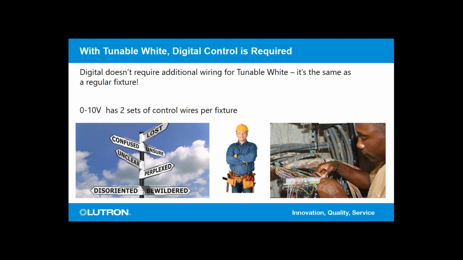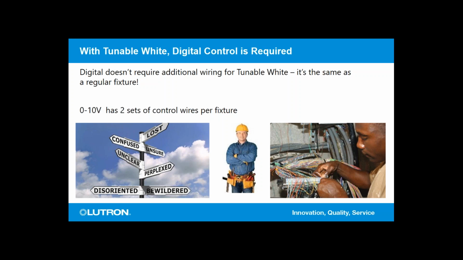With an analog 0 to 10 volt fixture, if you add another control to the fixture and you make it a tunable white fixture, you now have to run a separate set of 0 to 10 volt wires to control the color temperature separately from the intensity. And that means you can have 2 sets of 0 to 10 volt wires going to every fixture. And you need to make sure that those don't get mixed up from fixture to fixture. So it's very, very complicated to wire. You're basically quadrupling the number of opportunities that the installer has to make a mistake.